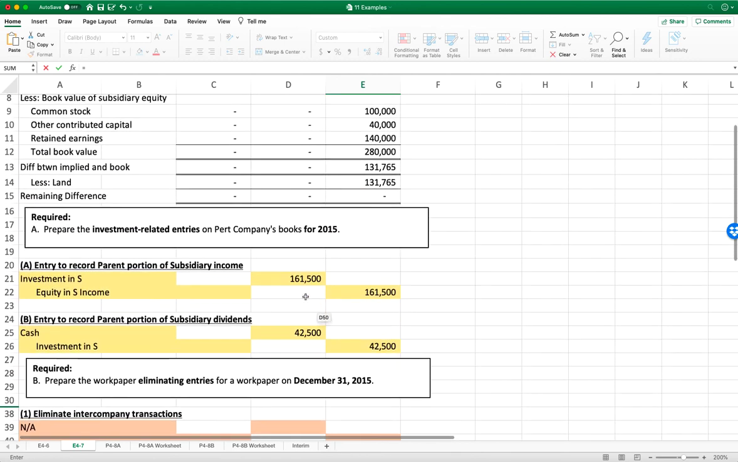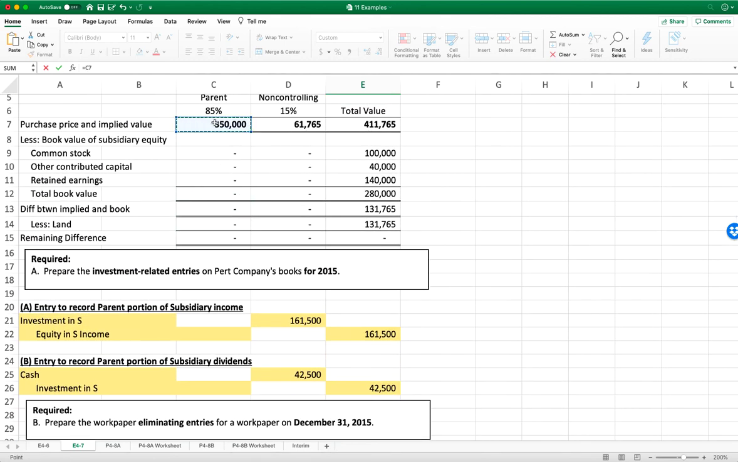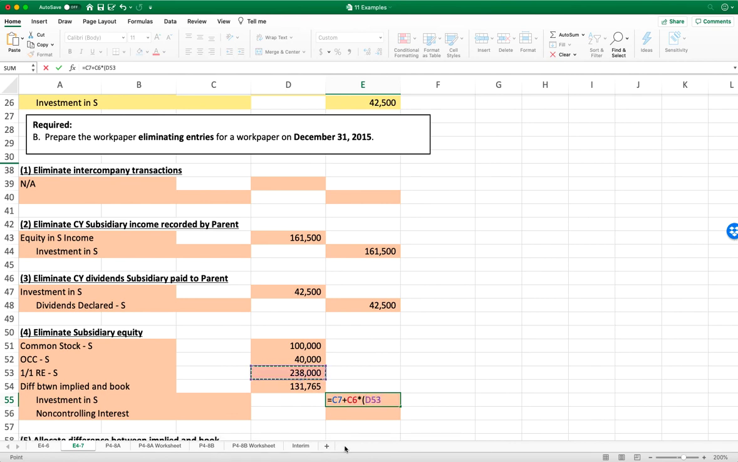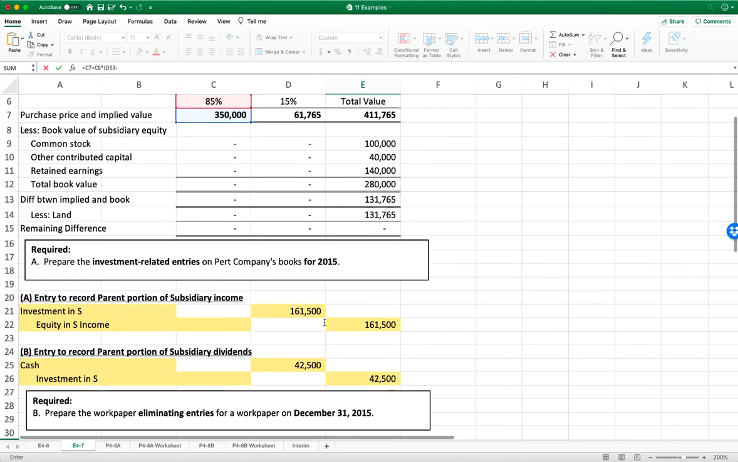On our date of acquisition, investment in S was $350,000. We need to increase that by our share, or 85%, of the difference between retained earnings as it appears in our eliminating entry now, so as of the beginning of the current year, and what it was on the date of acquisition, which will be in our computation and allocation of differences schedule. So we're just taking our investment in S from the date of acquisition and adding to it our share of the change in retained earnings from the date of acquisition to the beginning of the current year.